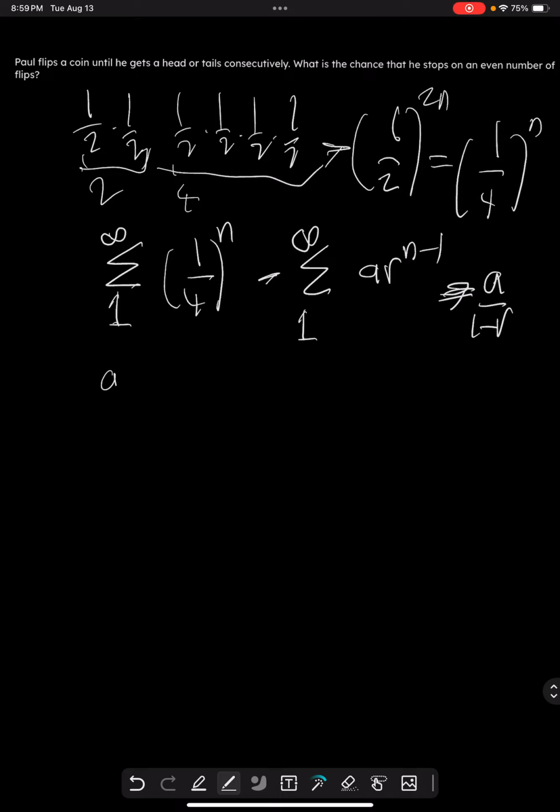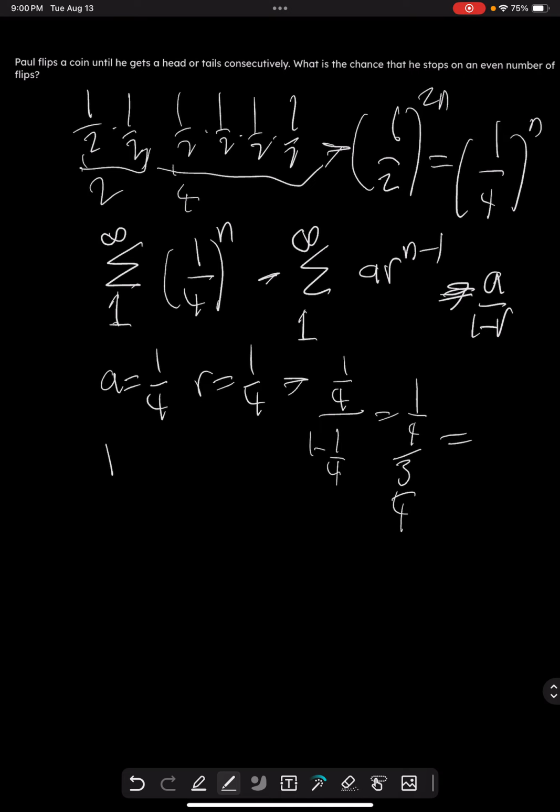And so in this case, a is equal to 1/4, and r is also equal to 1/4, because this is our first term. If you plug in 1, you just get 1/4, and then when you plug in 2, it's just 1/4 times 1/4, and so that's the common ratio. And then we plug it in, so it's 1/4 over 1 minus 1/4. This is 1/4 over 3/4, and then you get 1/3.